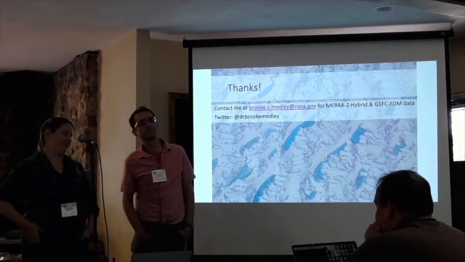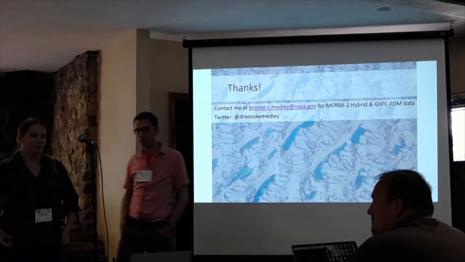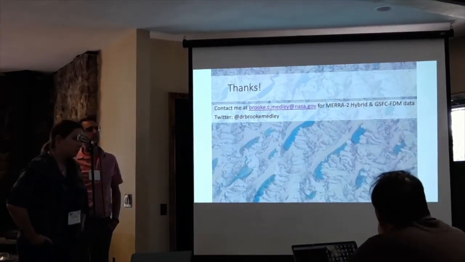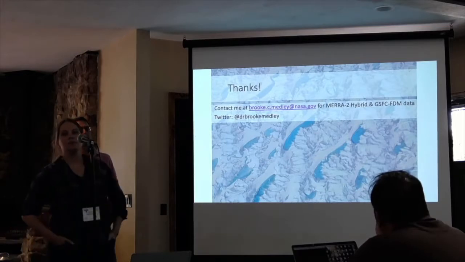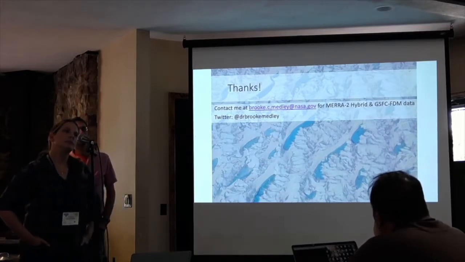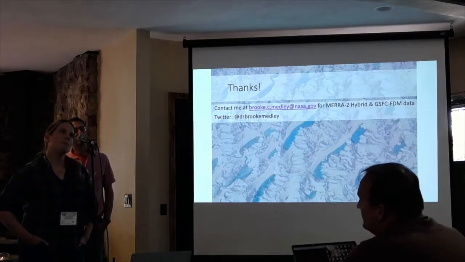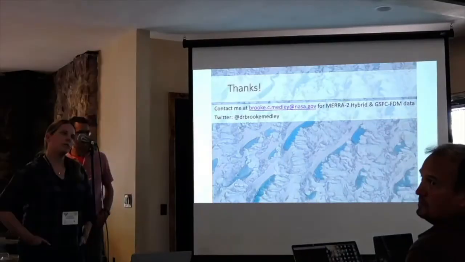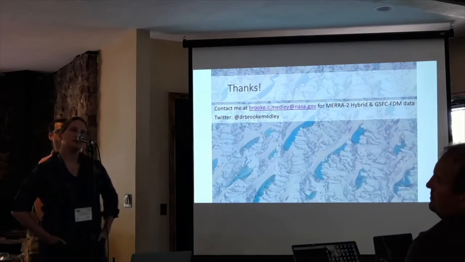Hello. So this is a question about the amount of precipitation. From what I understand, a number of models, including RACMO, overrepresent precipitation as snowfall as opposed to rain. So is that something that shows up in the MERRA-2 hybrid, and is that a problem in West Antarctica in particular?